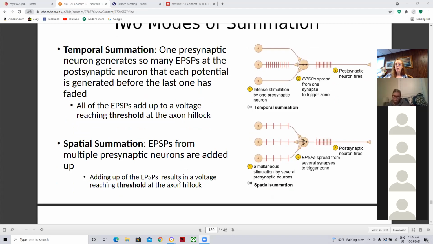Spatial is where they're coming in from different areas on the dendrites or on the soma. Because there are so many coming in at different areas, they're going to add up spatially, and result in an action potential being initiated at the axon hillock.